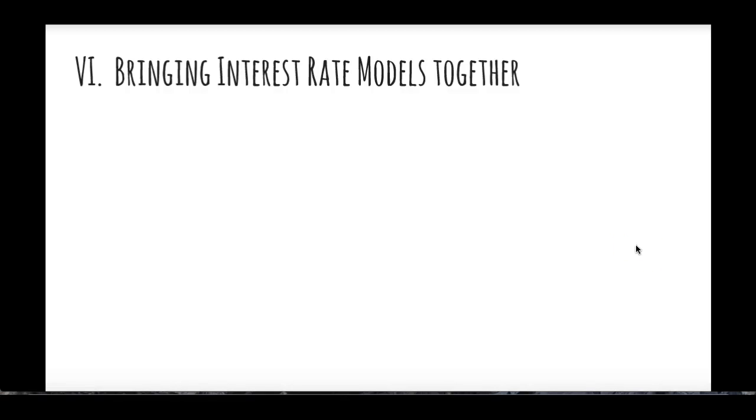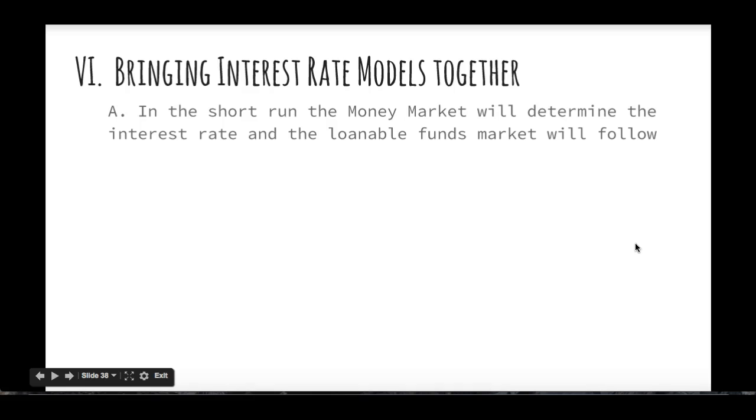All right, this video is for the last part of Module 29. So we're going to bring the interest rate models together: the money market interest rate model and the loanable funds market. First of all, in the short run, the money market will determine the interest rate, and then the loanable funds market will follow. So remember, the money market is with our downward sloping demand curve for money, and our vertical money supply, and that determines the interest rate that is charged for short-term financial assets. And the loanable funds market, remember, the equilibrium is what's charged for interest rate on actual loans. So let's look at an example of this.